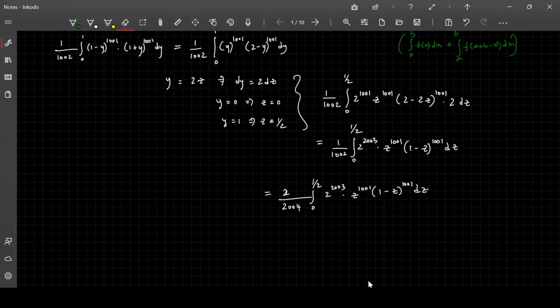Into 2, this is 2 power 2003 into z power 1001 into (1 minus z) power 1001 dz. So now we can see that it's 2 times the integral 0 to half of 2 power 2003 into z power 1001 into (1 minus z) power 1001 dz. So we can write this whole integral as 0 to 1. Okay, so we can just change the limits now: 0 to 1, 2 power 2003 into z power 1001 into (1 minus z) power 1001 dz.